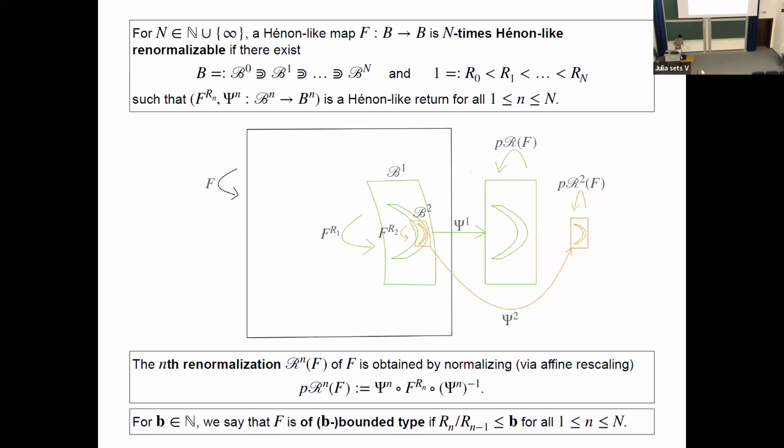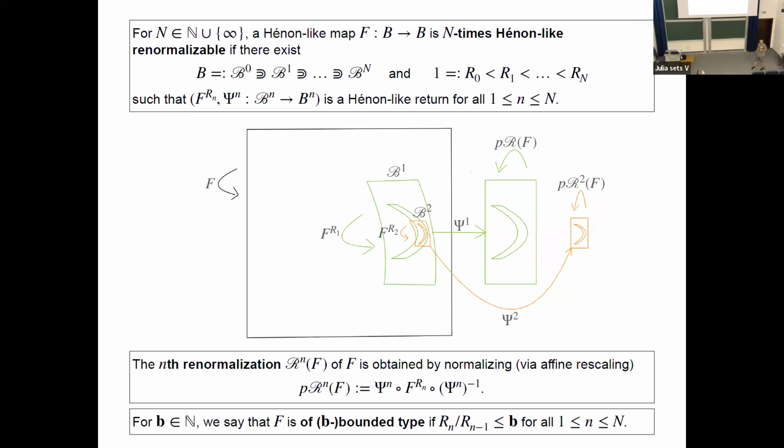And I should mention at this point, something that I kind of alluded to, but I'll define it now. We say that this Hénon-like map is of bounded type. And if you give me a number, then it's that number bounded type. So for example, this B could be, I don't know, 4, right? Then it's 4 bounded type, if the relative periods, as you go from one renormalization scale to another, are uniformly bounded by 4. Okay? So this is the setup for our main theorems.